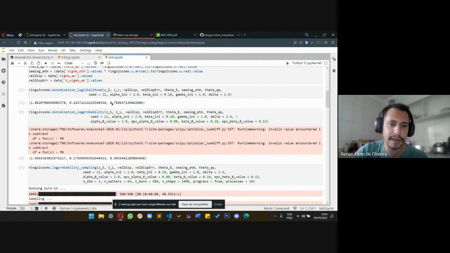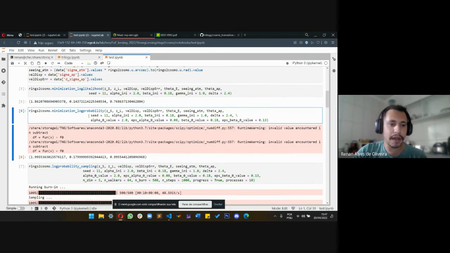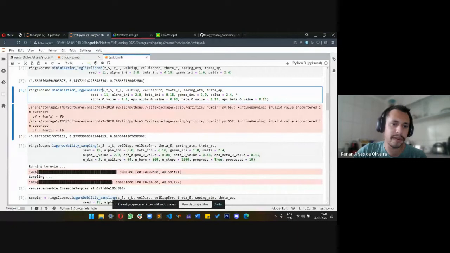Right, but what if we add some priors to the likelihood, and then we minimize? We get a better result, which is very close to one. These two quantities are supposed to be as is. This is supposed to be equal to 2, and this is supposed to be, I think, 0.2, I believe. But we are interested in the gamma, which, if you have general relativity, is supposed to be 1.